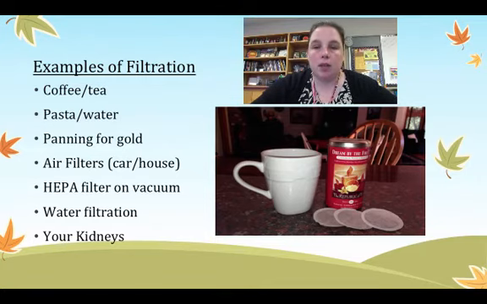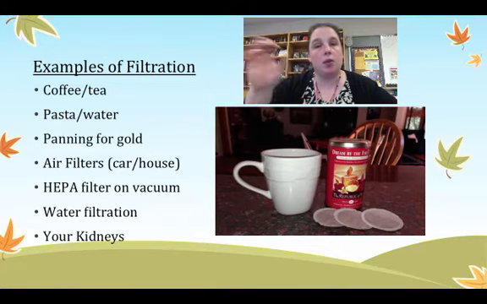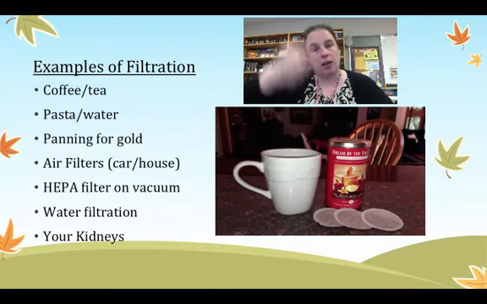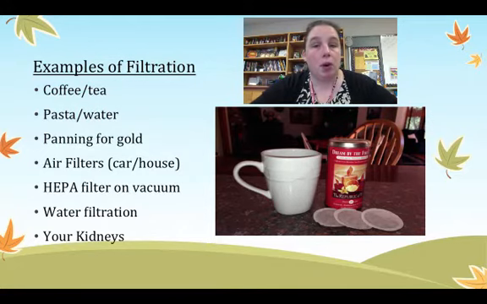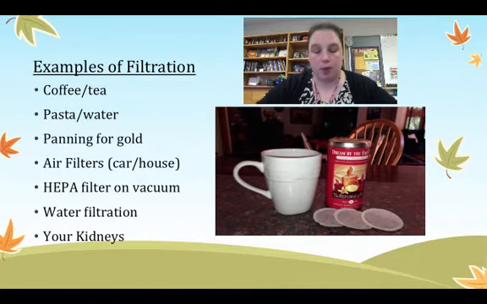Water filtration is something you maybe use if you've ever seen any of those pure water ones or the ones you hook up to your faucet. Sometimes you have the ones in the pitcher that have the filter in the middle. Those are also ways that you filter out the bad parts of water. And then what you have inside of you are your kidneys. Your kidneys filter a lot of things for you as well.